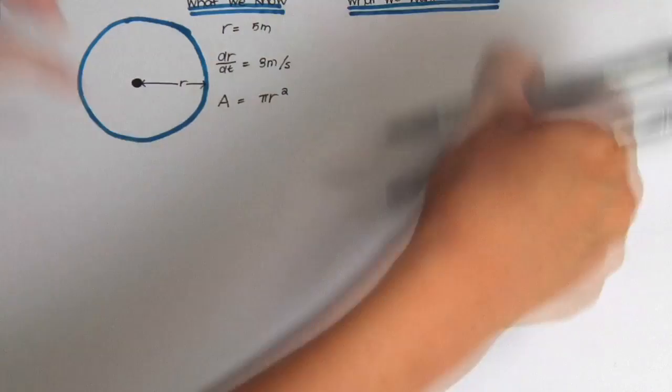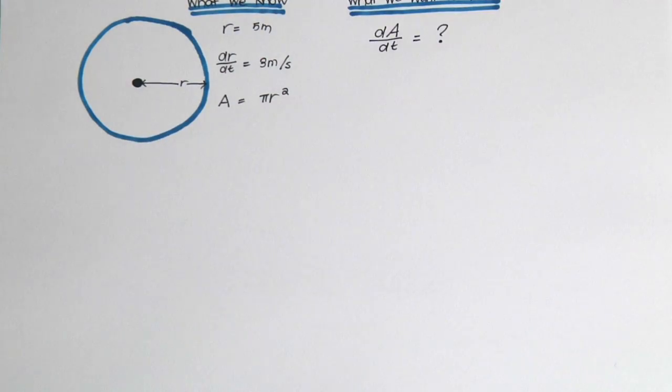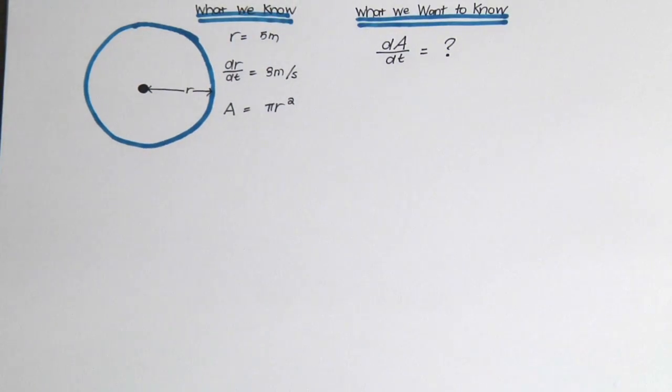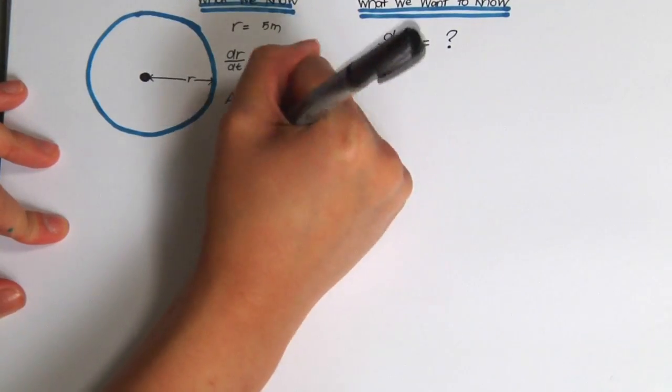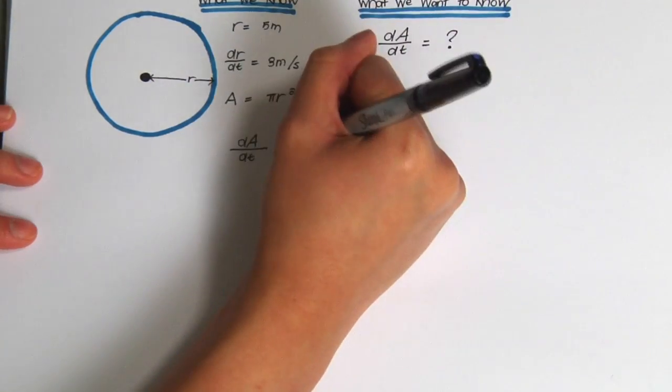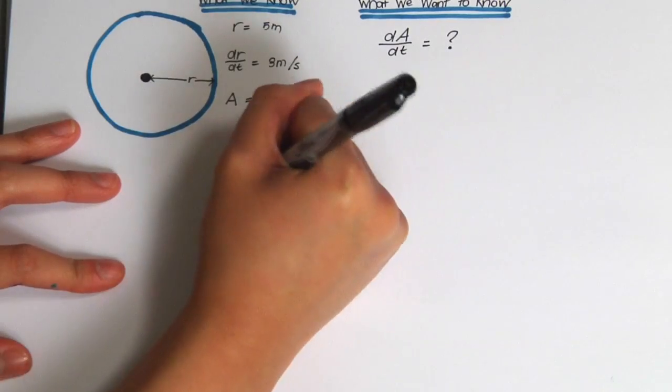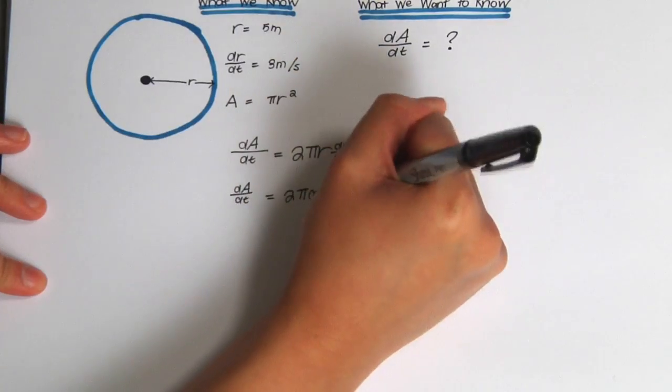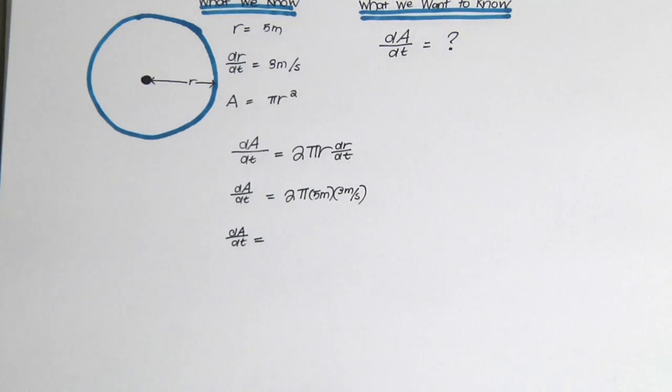So we can take the derivative of both sides of the equation, getting dA/dt equals 2 pi r dr/dt. As you can see right there, the power rule gives us this answer. Now we can plug dr/dt and r into our equation to determine the answer.